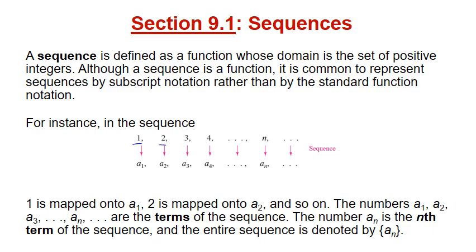So each one of these would be a term in the sequence, and they are denoted by a sub n, where a sub n is the nth term of the sequence. A sub 1 is the first term, so on and so forth. So we might denote the entire sequence using this notation here.